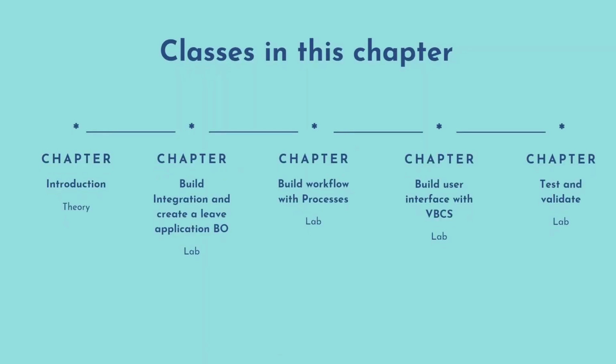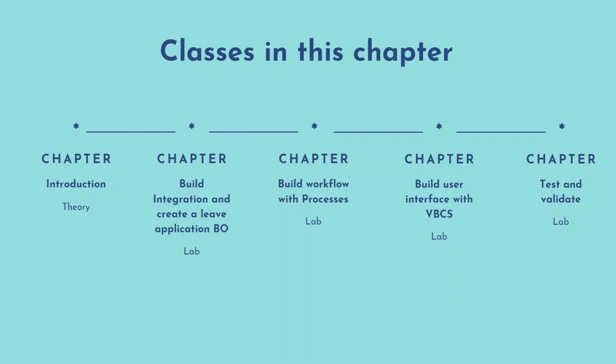The classes which we have covered for this chapter are as follows. It includes the introduction for this chapter, which is the current class you are watching. In the next class, we will learn how we can build an integration, and also how we can create a leave application business object. This business object will act as a persistent store for us. We are not going to make use of a database, rather we will make use of this business object, which is available in Visual Builder as a data source.